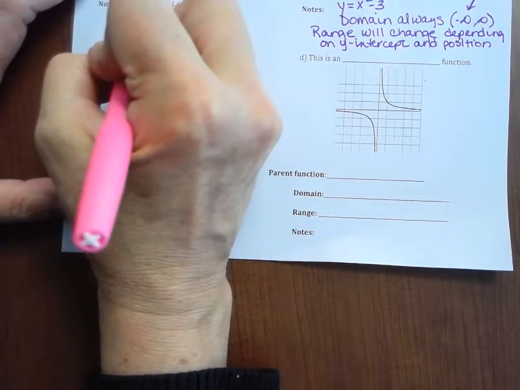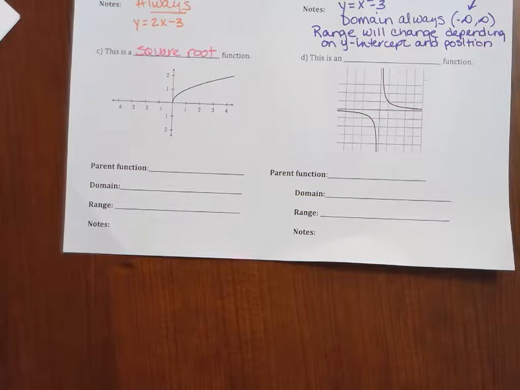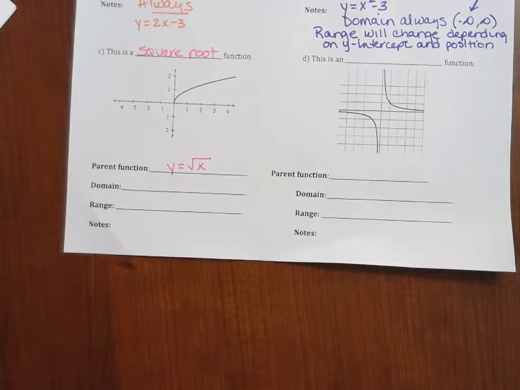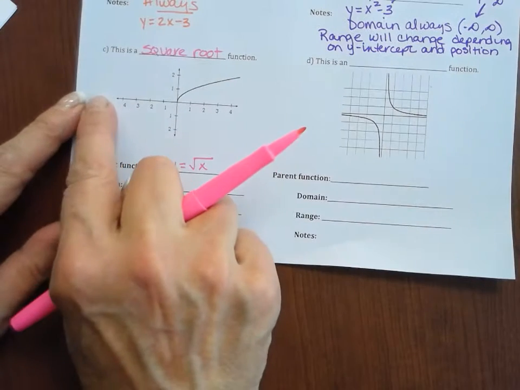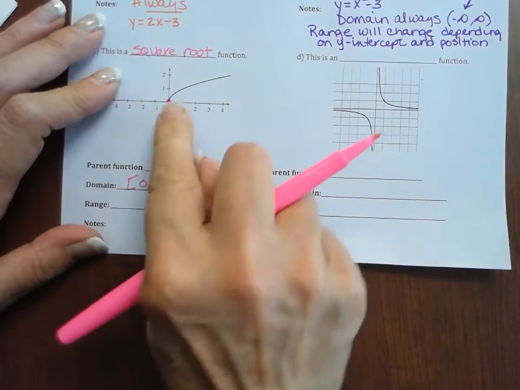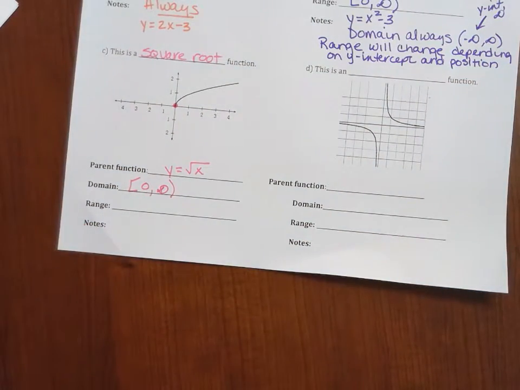That is the square root function. Okay? So your parent function is y equals the square root of x. Where does my domain start? I'm coming along from my x. It starts at 0, right? And where's it going to go to? So I go along the x-axis. It's going to go to infinity.